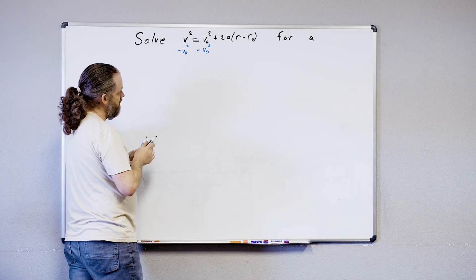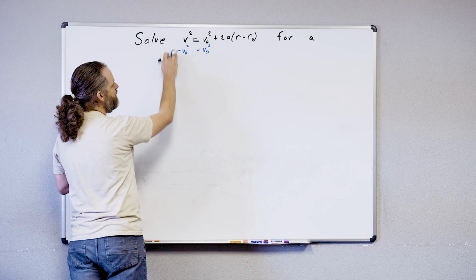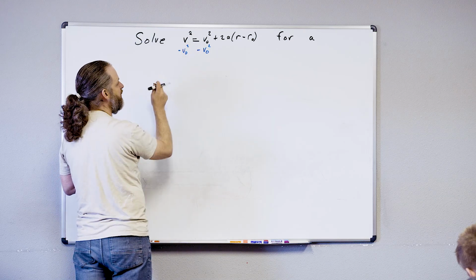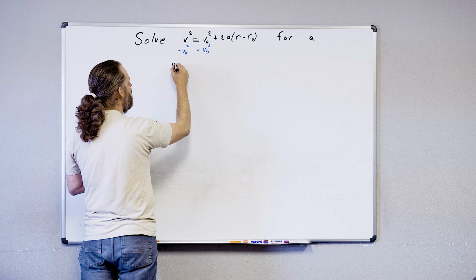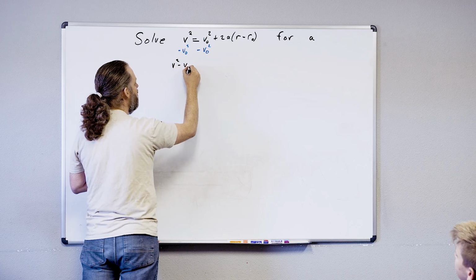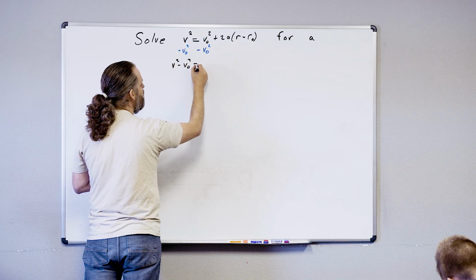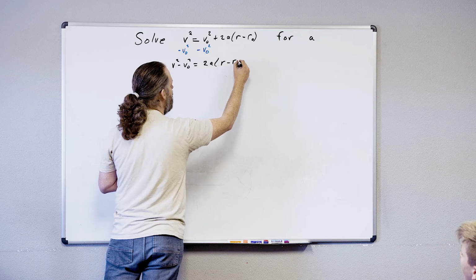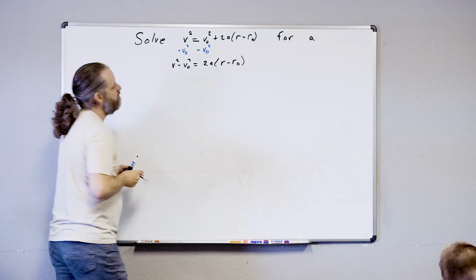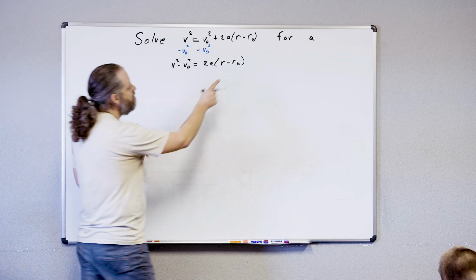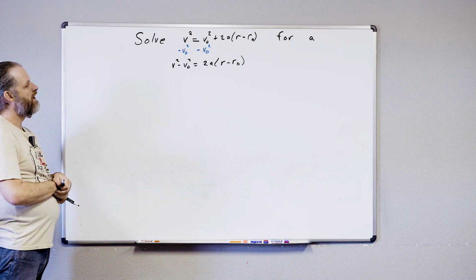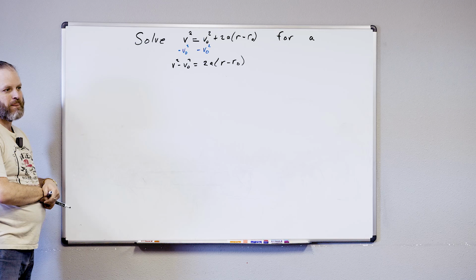So, are these like terms? No, because one of them's v and one of them's v naught, right? So we got v squared minus v naught squared equals 2a times r minus r naught. It's not squared. Oh, funny. Now what? Now the R.